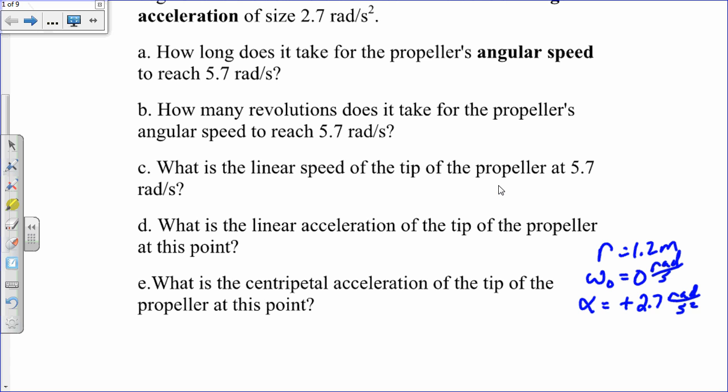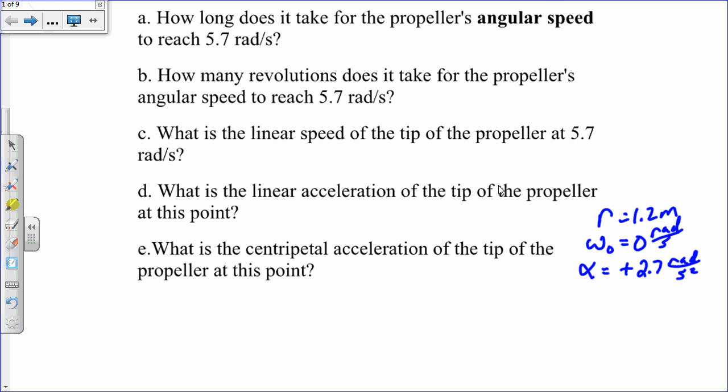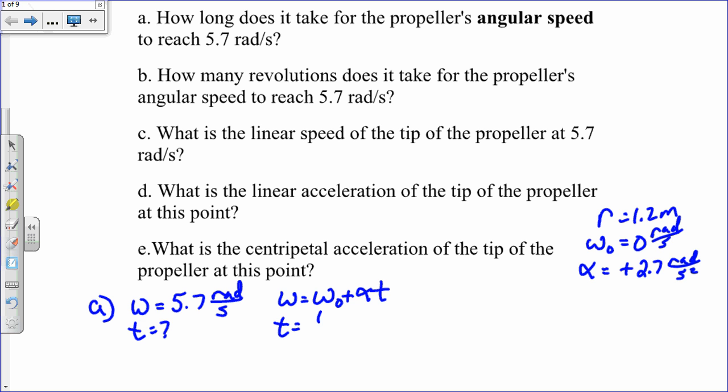Part A, how long does it take for the propeller's angular speed to reach 5.7 radians per second? So our omega final now, or just omega, is going to be 5.7 radians per second. And we want to know what t is equal to. So in order to do that, we say omega equals omega naught plus alpha t, and then we solve this for t.